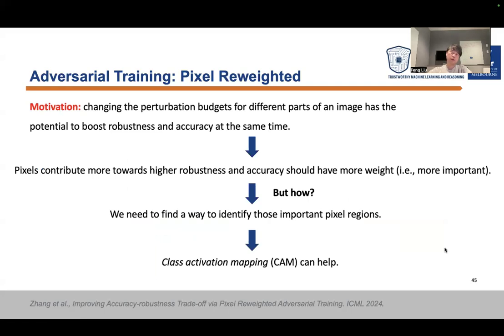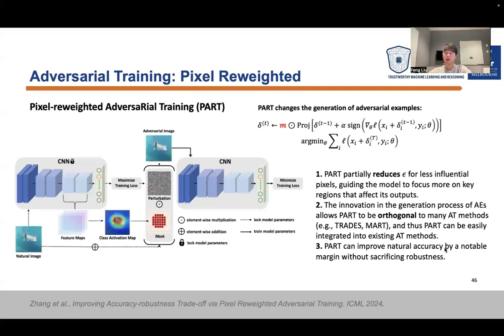Now we're considering different pixels, so the main thinking is which pixels should be given more perturbation budget and which should be given less. How do we decide important or non-important areas in the pixel region? Here we use class activation mapping, and we give the original perturbation budget to the important area and slightly lower the perturbation budget for the non-important area. That's the main pipeline for pixel-related adversarial training.